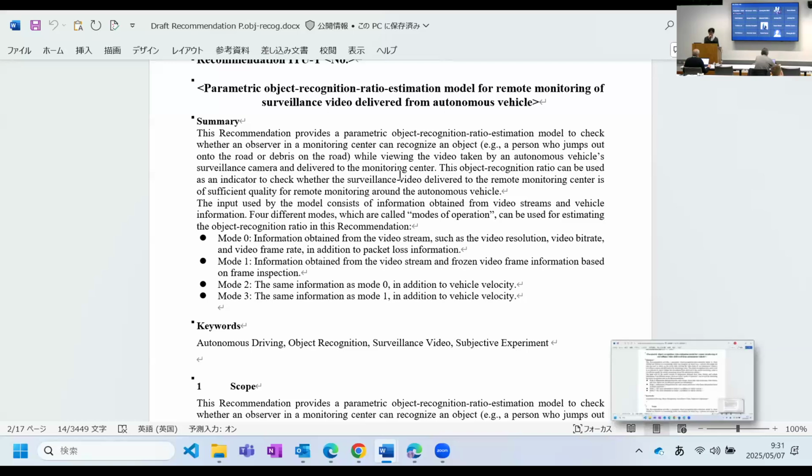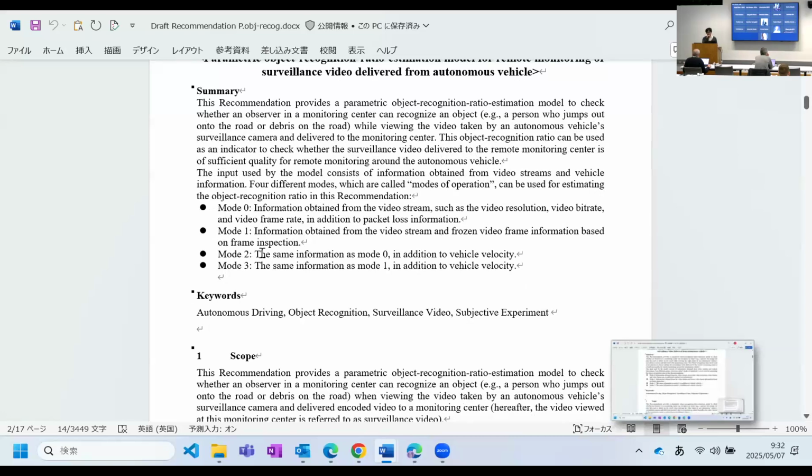Also, the input used by the model consists of information obtained from the video stream and vehicle information. This contribution has 4 different modes, called modes of operation, that can be used for estimating the object recognition ratio in this recommendation. This shows the 4 modes. Mode 0 uses information obtained from the video stream, such as resolution, bitrate, and video frame rate, in addition to packet loss information. Mode 1 has the information obtained from the video stream and the frozen video frame information based on the frame inspection. Mode 2 has the same information as mode 0, in addition to vehicle velocity. And mode 3 has the same information as mode 1, in addition to vehicle velocity. This is the summary of this recommendation.